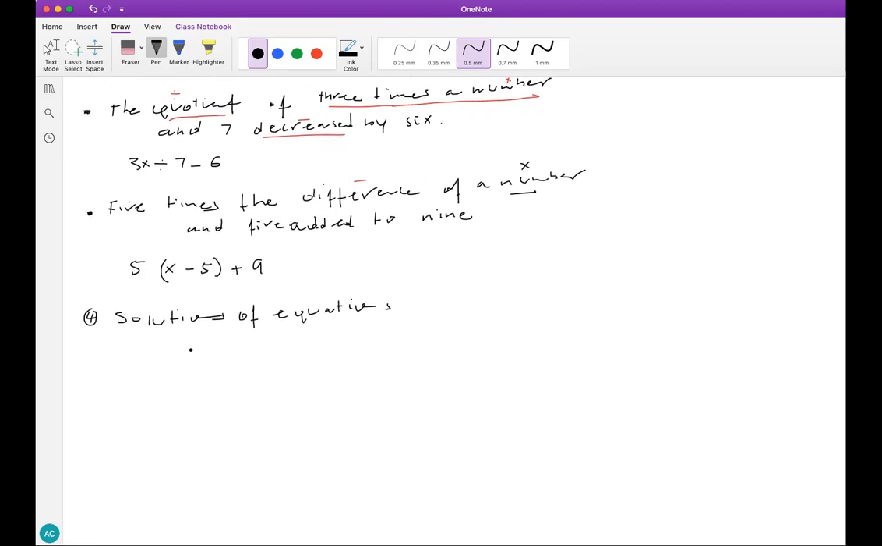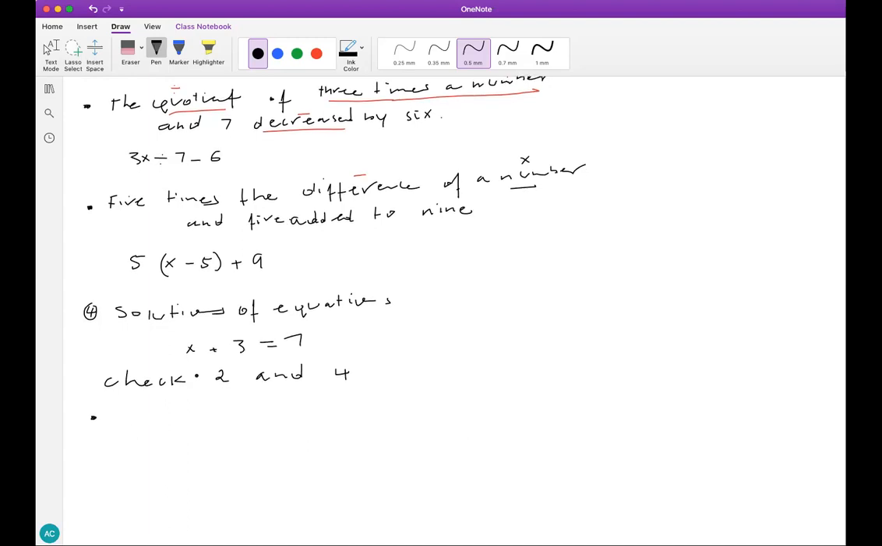Okay, so let's say x plus 3 is 7. We're going to check a couple of numbers. Let's check 2 and also check 4. This means we're going to see if these are solutions or not. So let's start with x = 2 here and x = 4.